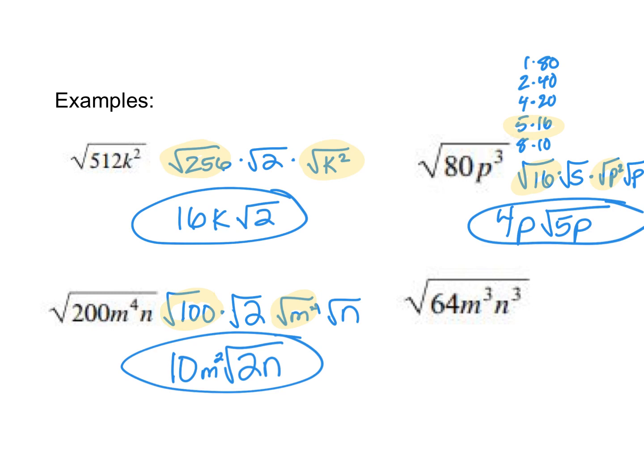All right, now let's look at this last one. We have radical 64, m to the 3rd, n to the 3rd. Now, when I look at the 64 part of that, 64 is a perfect square, so it can stay all by itself. It doesn't have to break into 2.